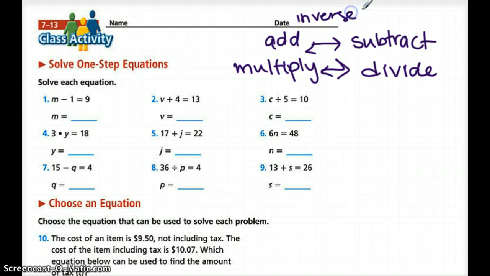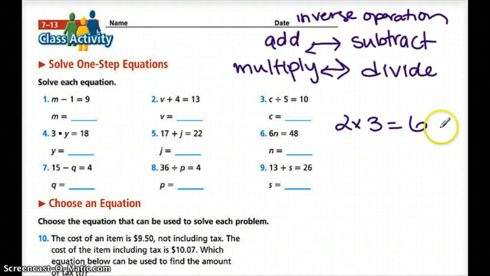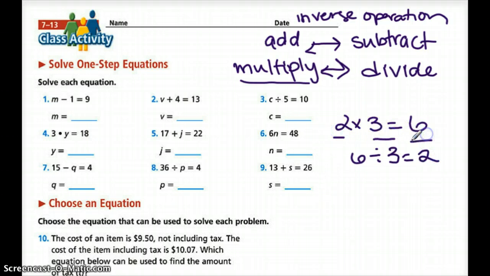They undo each other. For example, if I had 2 times 3 equals 6, okay, that's a multiplying. So to undo that, I would divide. So I'd say 6 divided by 3 equals 2. Same numbers, they undo each other. The same thing works for 6 divided by 2 equals 3. Or 3 times 2 equals 6.